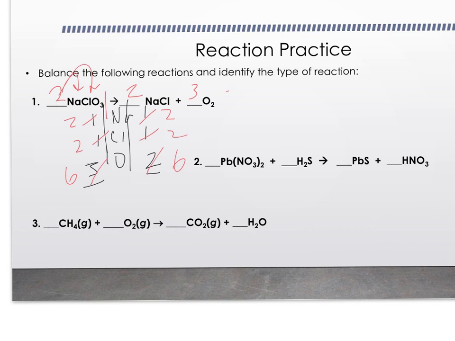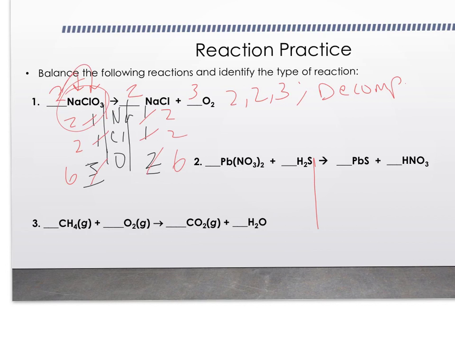So the coefficients are a 2 to 2 to 3 ratio, and if I have one large compound breaking down into 2 or more products, this is a decomposition reaction. So I'll just write decomp for short.